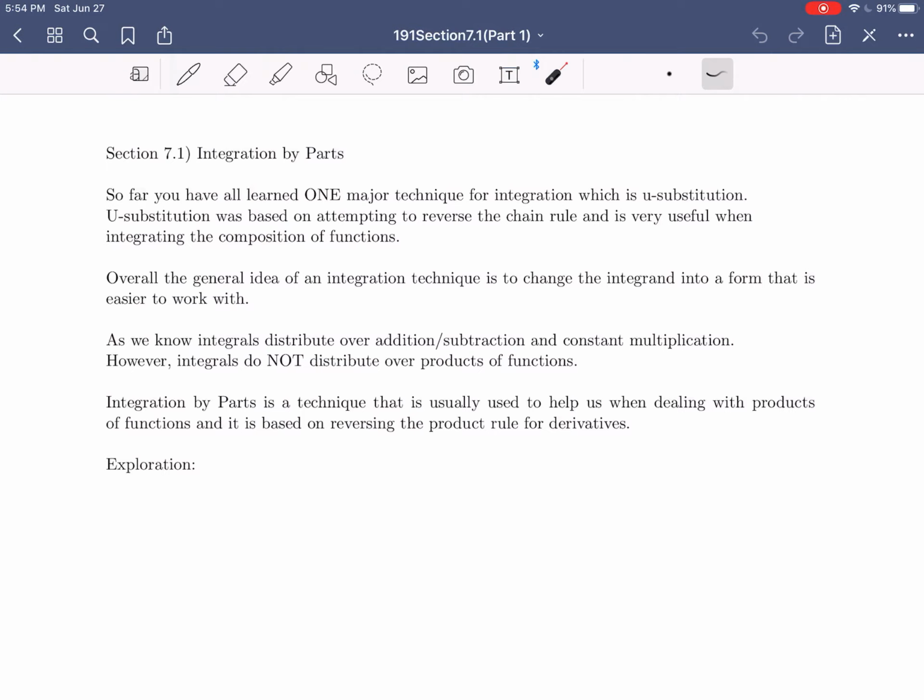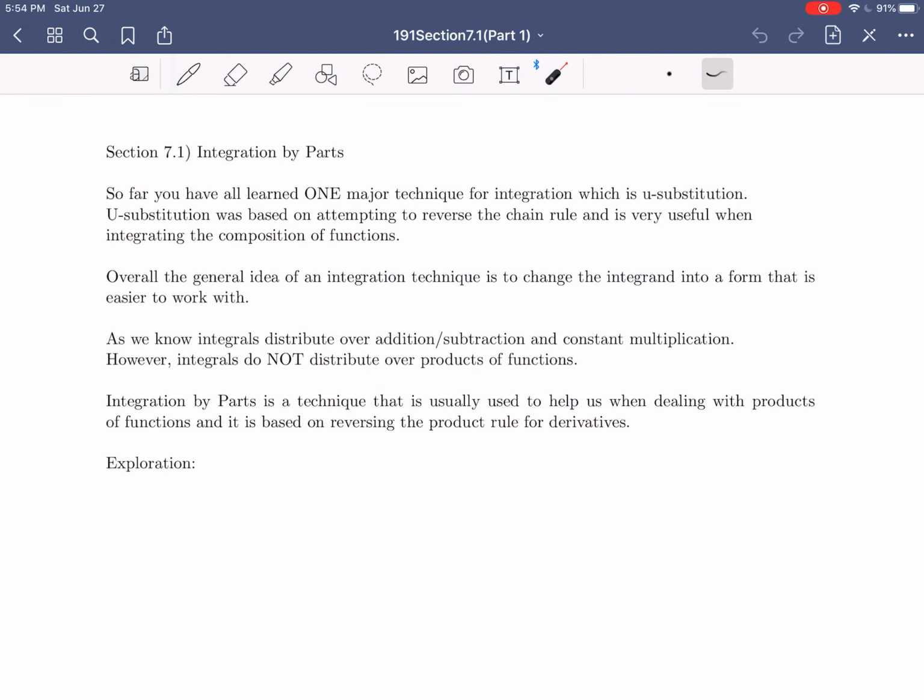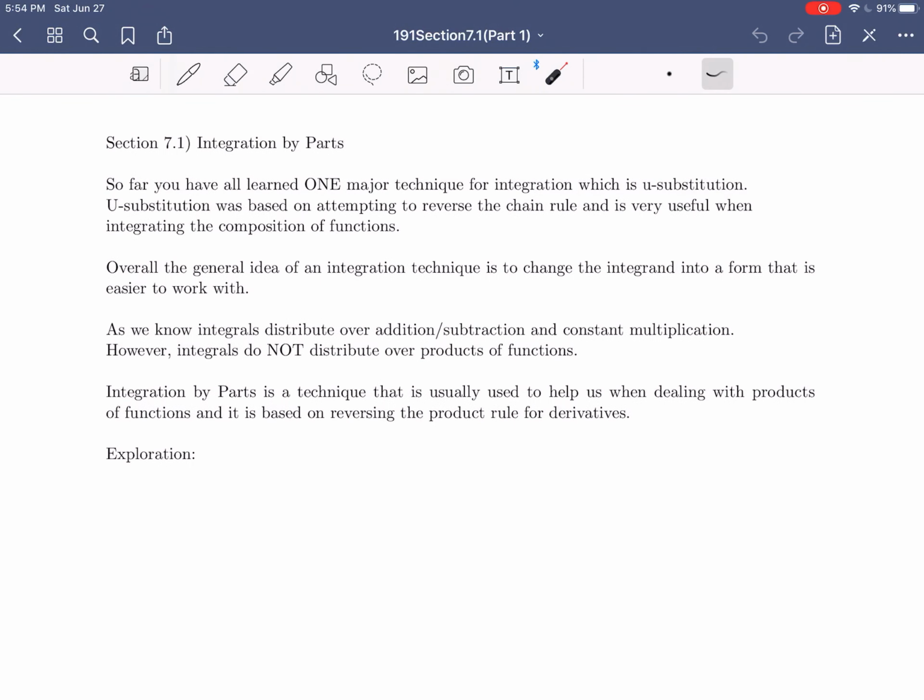Overall, even though U substitution is only one technique, you guys should probably be aware that integration techniques in general, what we're going to talk about in this video called integration by parts, what we'll talk about in later videos called trigonometric substitution and partial fractions, all of these are integration techniques, and integration techniques don't attempt to do the integral. Instead, they try to change the integrand. Basically, they're trying to change what you're integrating into a form that's easier to work with.